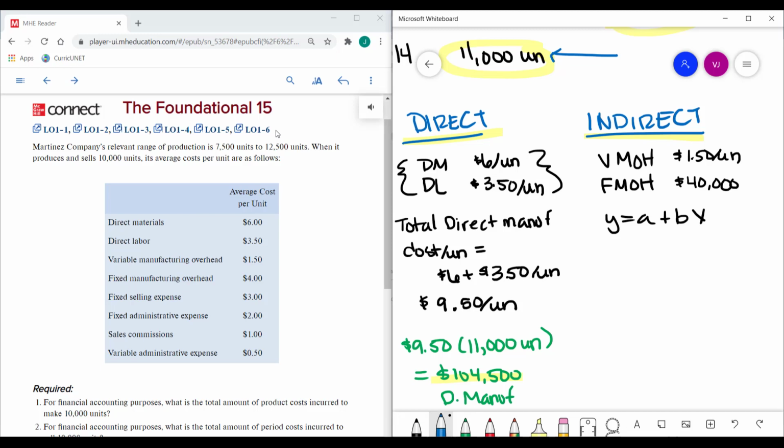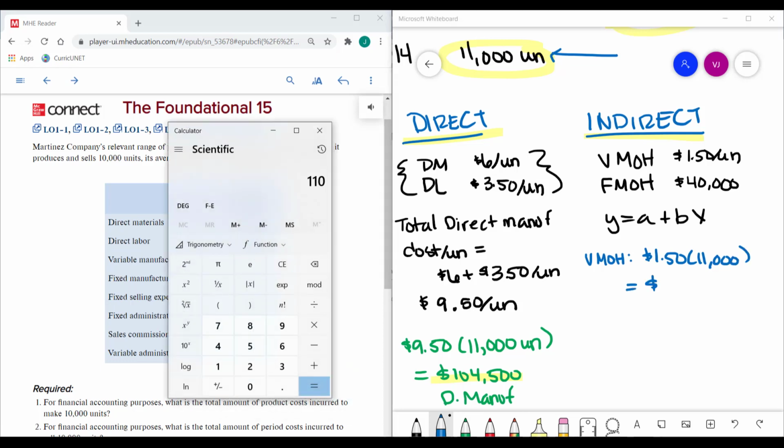So we can take that variable manufacturing overhead of $1.50 and multiply that by the 11,000 units to see what the total variable overhead cost comes out to when we produce 11,000 units. So we'll multiply that by 1.50, and that comes out to $16,500 of variable manufacturing overhead, which makes up a portion of the indirect manufacturing cost. And to that, we'll just add the fixed manufacturing overhead of $40,000.